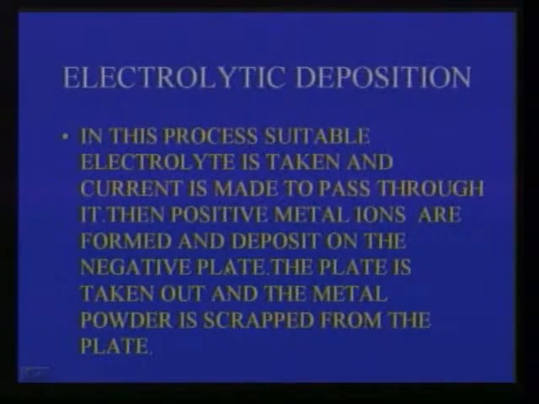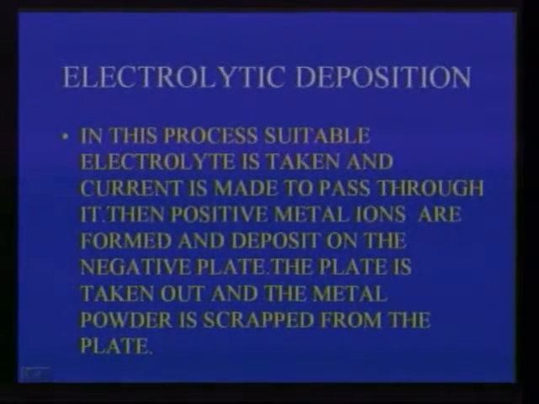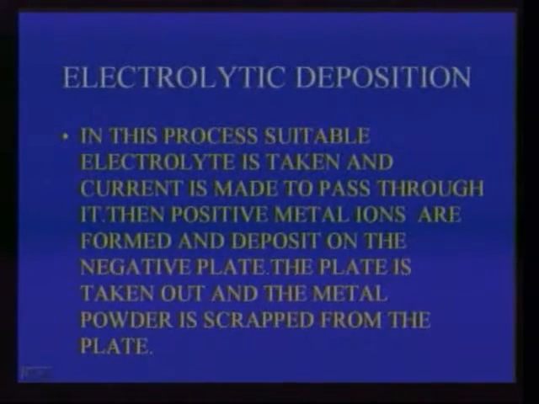And another method of manufacturing metal powders is electrolytic deposition. This method is suitable only for electroconductive materials. In this process, a suitable electrolyte is taken and current is made to pass through the electrolyte. Then positive metal ions are formed and deposited on the negative plate. The negative plate is taken out and the metal powder is scraped off the plate and dried.